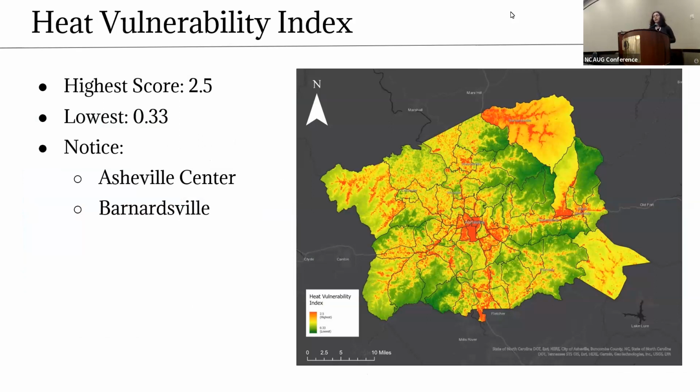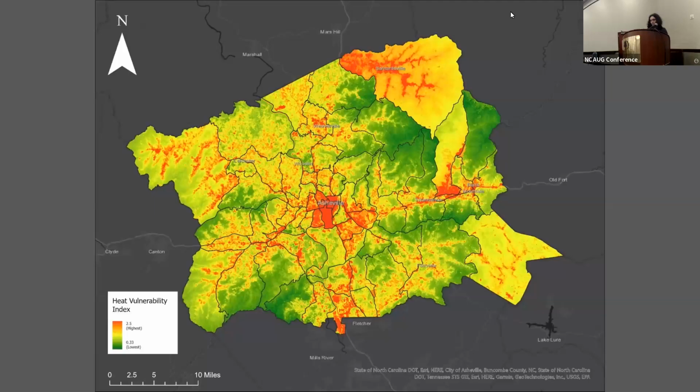So the highest score in Buncombe County was a 2.5. That's going to be in this area here. And the lowest score is a 0.3, and that's going to be in your uninhabited areas, such as in this area here. And once again, I want to point out the Asheville Center in Census Tract 9, as well as up here by Barnardsville. All right, so hopefully this is a little bit easier to see.